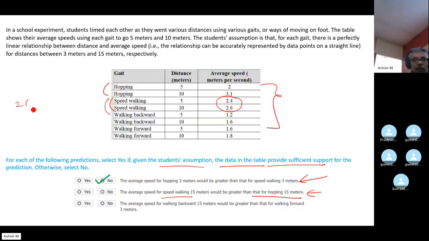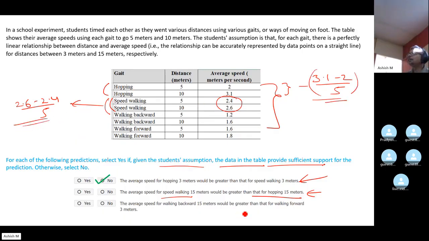So again, same thing, 2.6 minus 2.4 upon 5, right? That is for speed walking. And for hopping, how much is it? 3.1 minus 2 upon 5, correct? That's the increase in average speed per meter. This is for hopping. And this is the average increase in speed walking per meter.